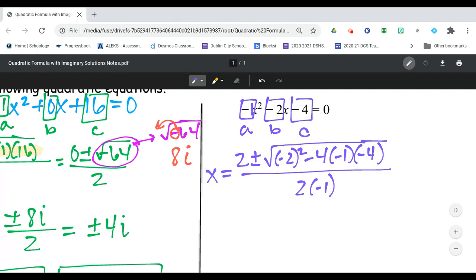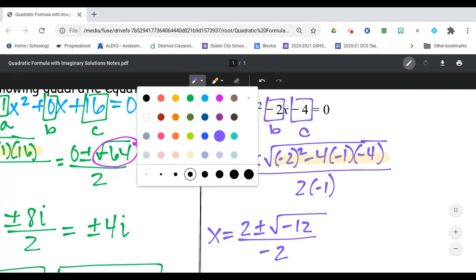Okay, so then I'm going to simplify under my radical first. I can use a calculator for that if you want to, if you're not sure what it is. So if I type in my calculator negative 2 squared, that should give you 4. Okay, so I want 4 minus, and then 4 times negative 1 times negative 4 is going to give me 16. So 4 minus 16 is negative 12. So I have x equals 2 plus or minus the square root of negative 12 over negative 2.